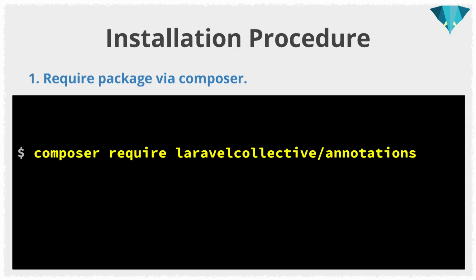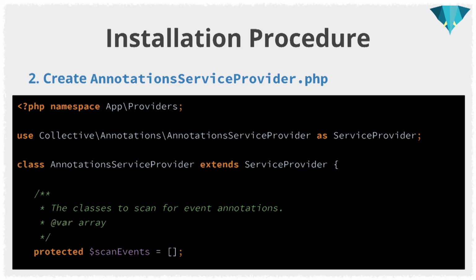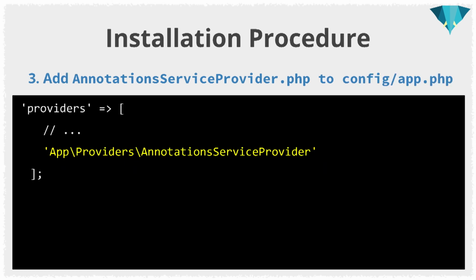OK, so how do we install this? Well, like many stories begin, we do composer require, the Laravel collective repository, and the annotations package. The next step is to create an annotations service provider. And that's rather simple. And then add the annotation service provider to the app.php file. And there's an array of providers. This basically tells Laravel, when it boots, that the annotation service provider is ready.